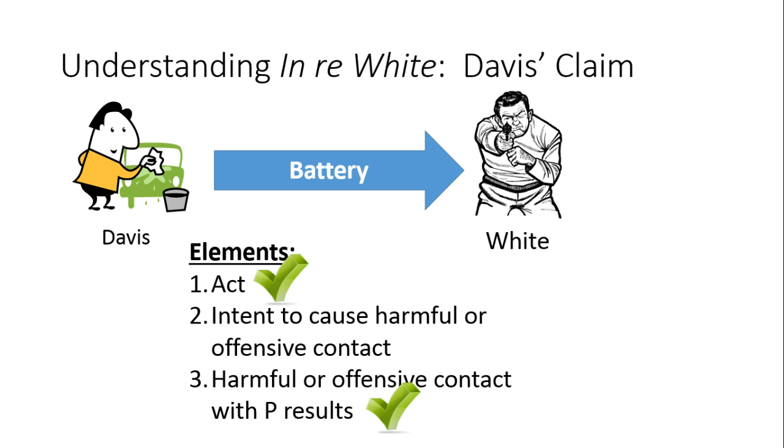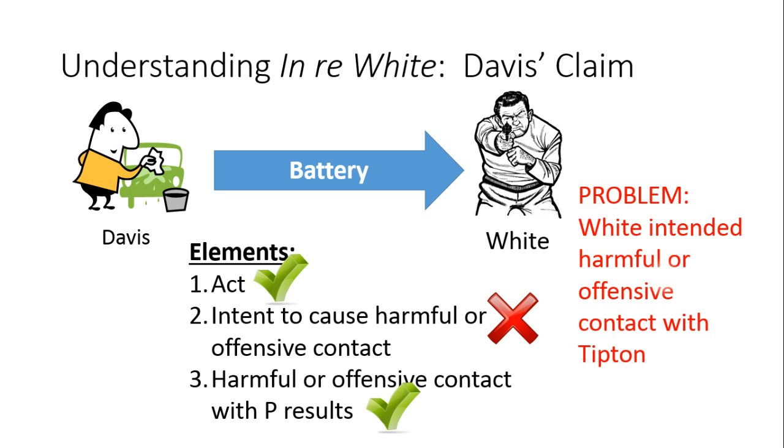Remember, utter indifference is not enough to show intent in battery. We need to either have purpose or desire or knowledge with substantial certainty. So definitely negligent, maybe even reckless, but not at the level of intent. So the problem we're going to have here is that when Davis says, don't discharge the debt that White owes me for this battery claim, White is arguing, well, it's not intentional as to you. If anything, my intended contact was to Tipton. Now realize he's actually arguing in this case that he didn't even intend to strike Tipton at all.